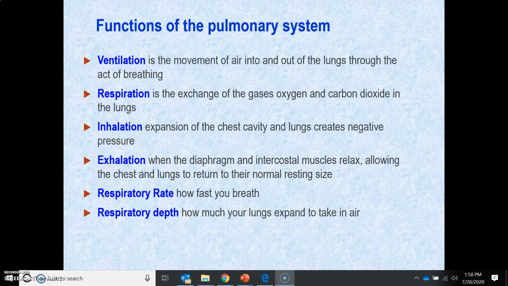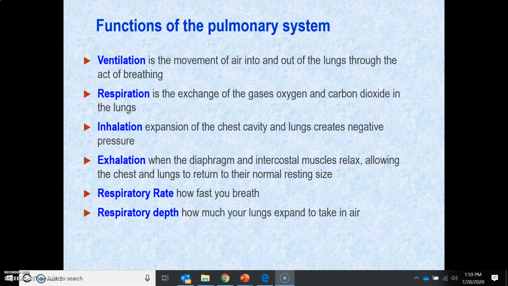So this first section here that we're going to talk about will be the function of the pulmonary system. This is in some way a review, but the terminology is extremely important for you to understand. So ventilation is the movement of air in and out of the lungs through the act of breathing. So this is the mechanics of breathing. We inhale, we exhale, that's ventilation.